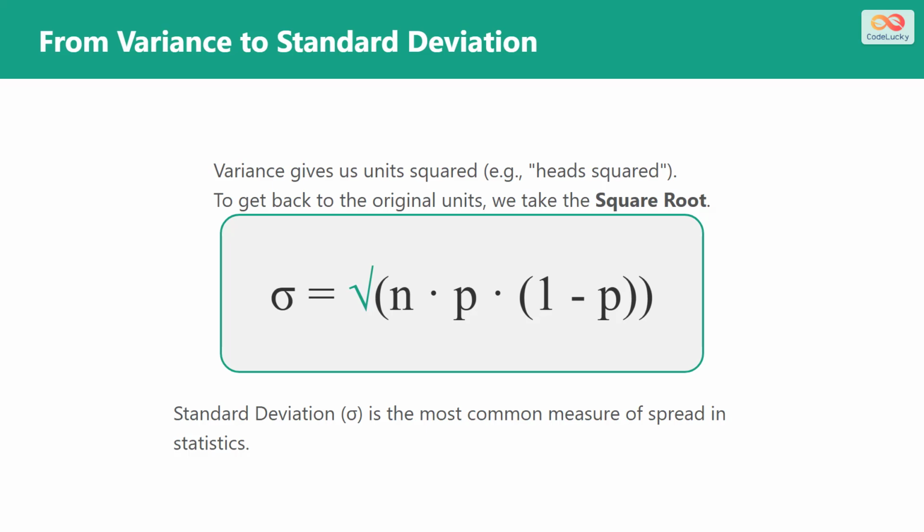Finally, you will often hear about standard deviation. Variance gives us a value in squared units, which can be hard to interpret. To fix this, we simply take the square root of the variance. This gives us sigma, the standard deviation, which is in the same units as our original data.